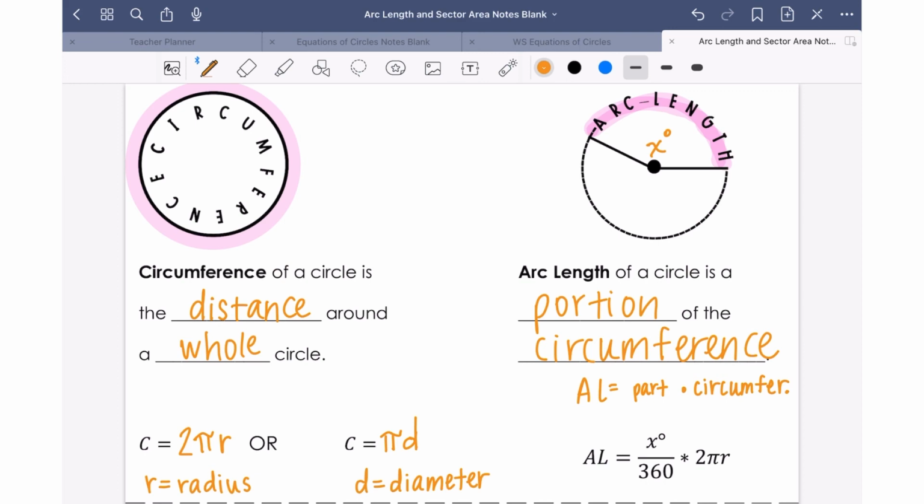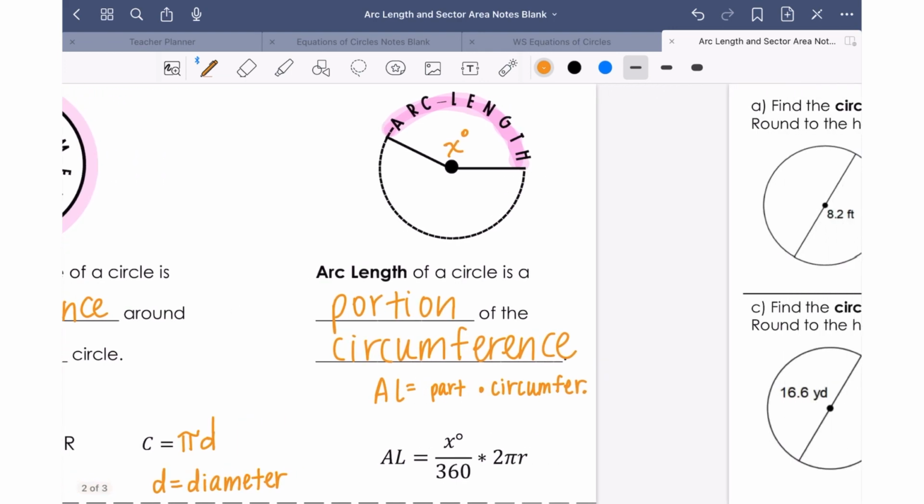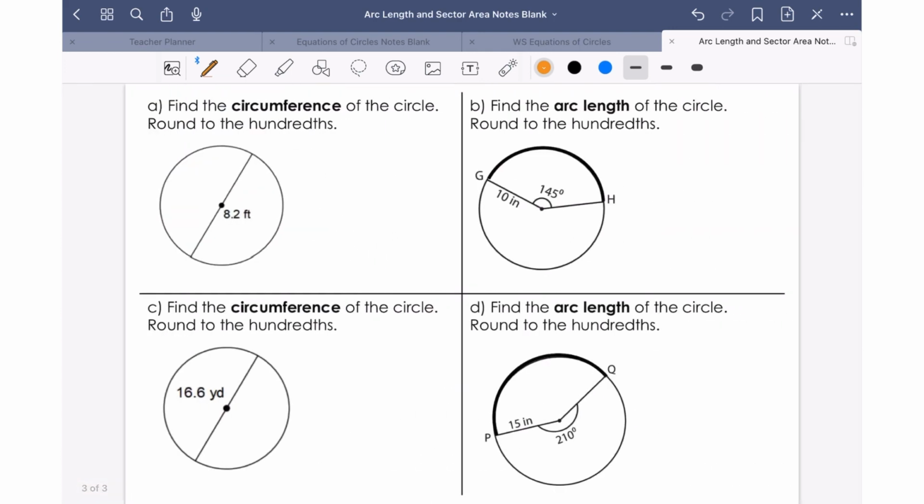So let's do some examples. We're going across. So in your notes, it's across this way. The first one is circumference, and this one is also circumference. For both of these, we're looking at the whole distance. I'm going to highlight to help us see the difference. For arc length, it's only a portion of the circumference, a portion, not the whole thing. All right, and the formulas are here.